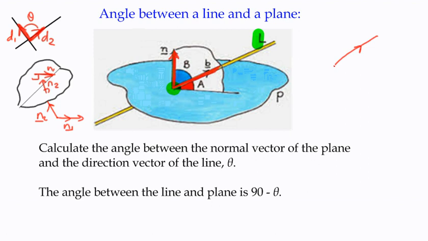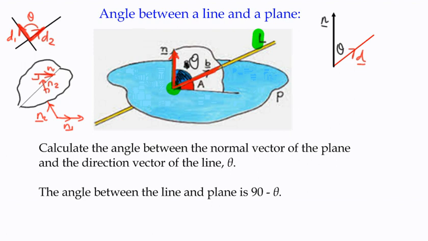So in actual fact, what we've got is a line which goes in the direction of the line, and we'll call that D. And we've got a line which goes in the normal to the plane, which we'll call N. So we can work out the angle of the intersection of those two vectors. So we're going to work out the angle of intersection here, but of course that's not the angle of intersection of the line and the plane. That is the angle of intersection between the two vectors.